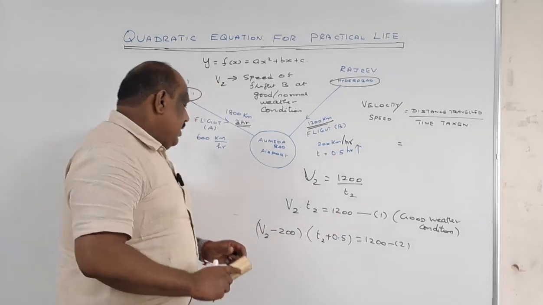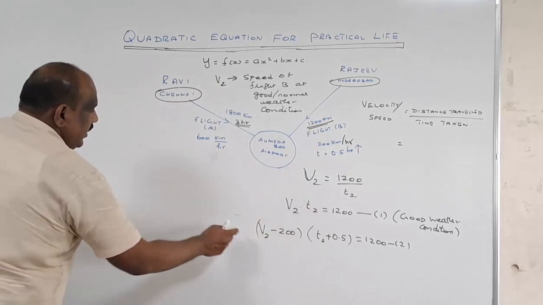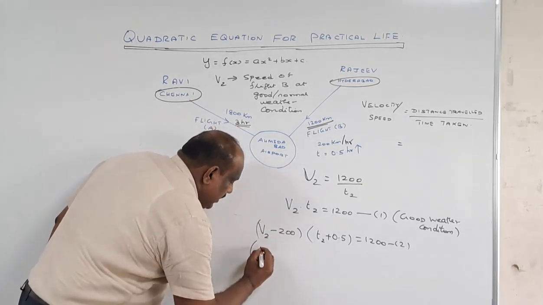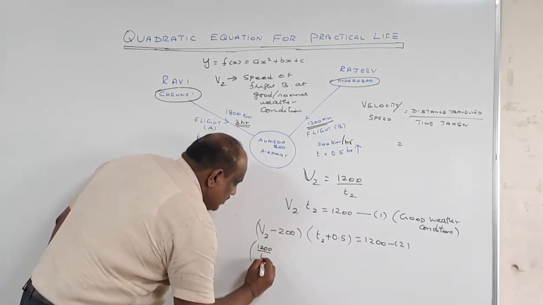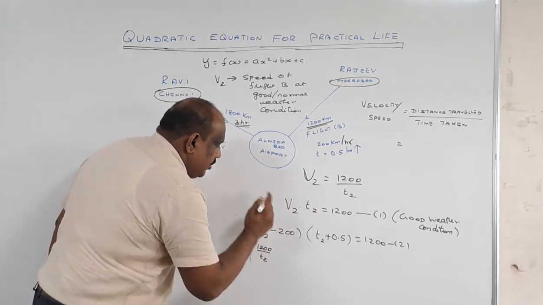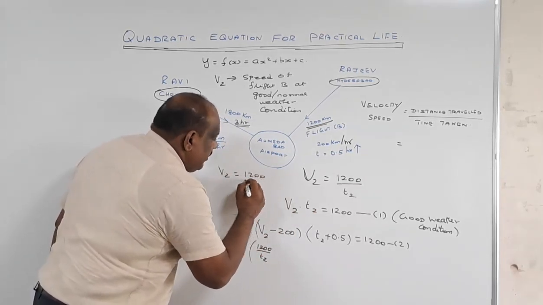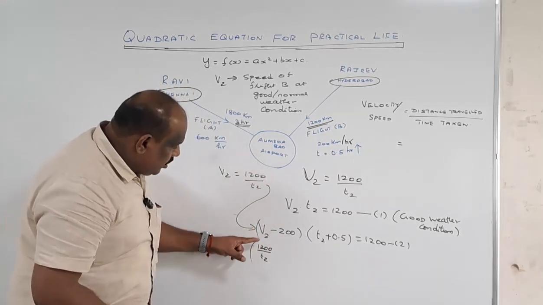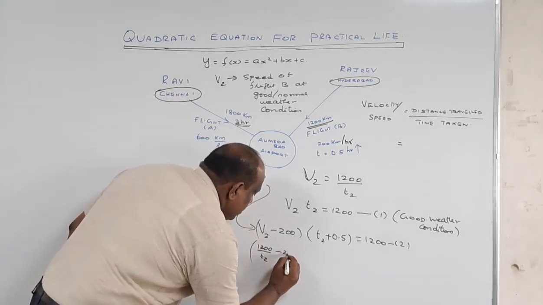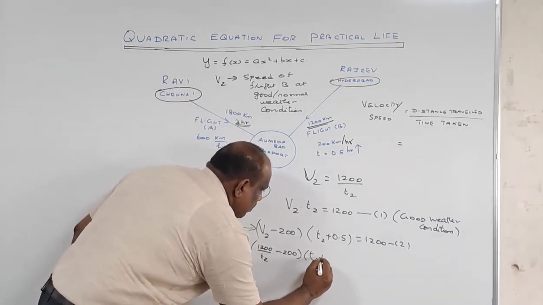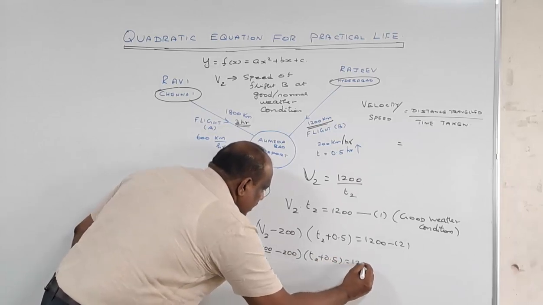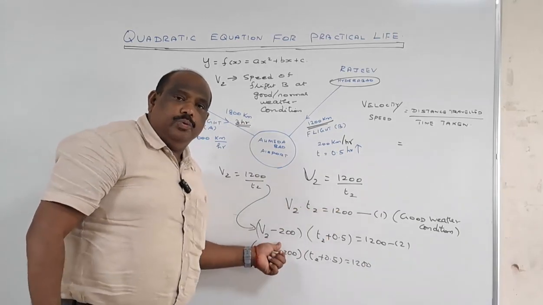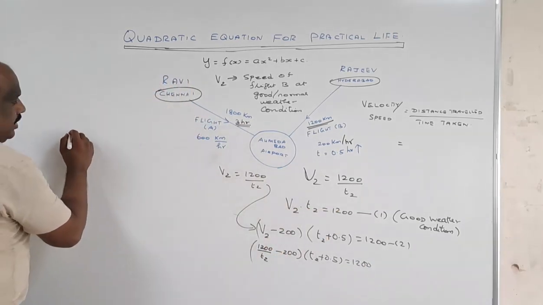Now from this equation, we will try to find the value of V2. V2 is nothing but 1200 by T2, because I want to find V2. So substitute this value in this one. So V2 is 1200 by T2, and 1200 by T2 minus 200, into T2 plus 0.5, is equal to 1200. I'm substituting the value of V2 from the first equation.